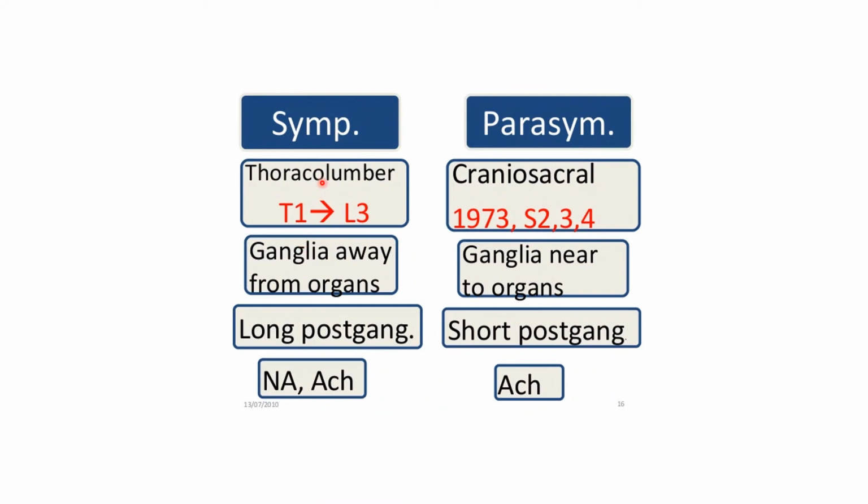Thoracolumbar is the sympathetic, and we have parasympathetic 3rd, 7th, 9th, 10th nerves, and sacral S2, 3, 4. In sympathetic, ganglion is always away from the organ, whereas in parasympathetic ganglia are near the organ. Postganglionic neurons are longer in sympathetic, whereas in the parasympathetic they are short. Neurotransmitters are noradrenaline and acetylcholine, whereas parasympathetic is always acetylcholine.